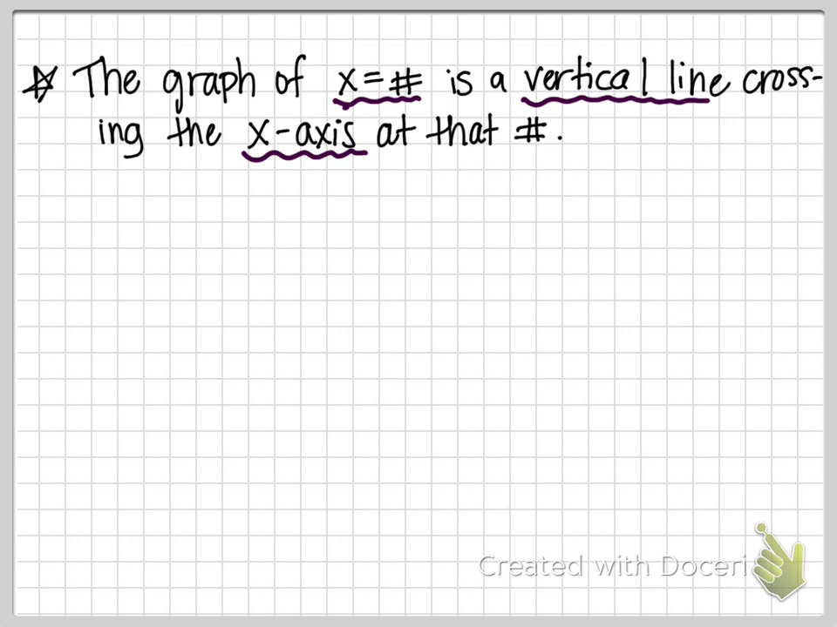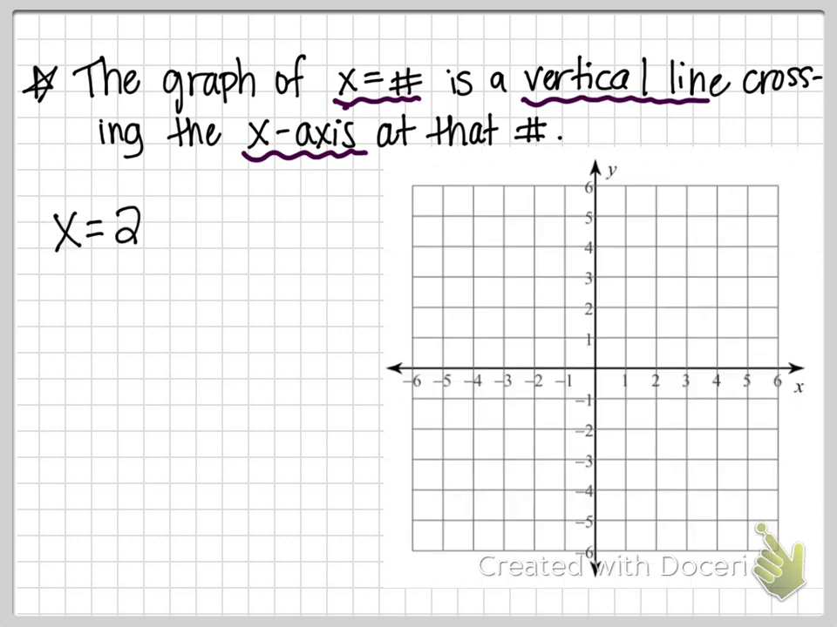Okay, conversely, if you are given an equation where you only have an x and no y, then the opposite thing is going to happen. Instead of crossing the y-axis at that number, it's going to be a vertical line crossing the x-axis at the number you're given. So if x equals 2, we hit the x-axis at positive 2, and no matter what y equals, x always equals 2. So we're going to have a vertical line in this case, crossing the x-axis at the number we were given.